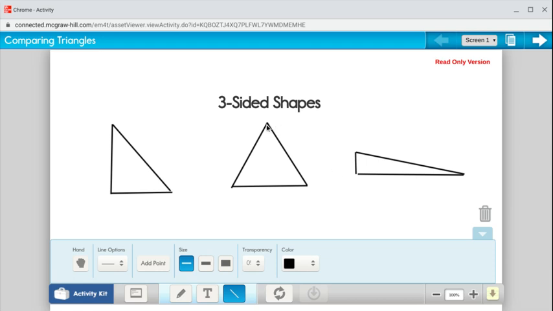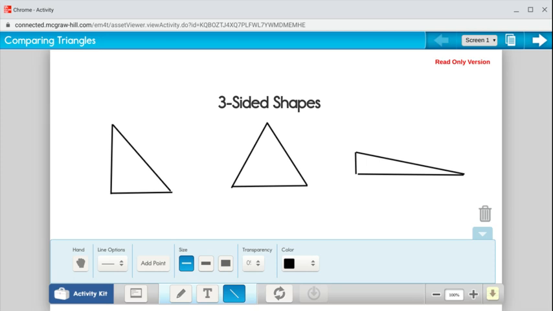I also have 3 vertices, which are the points where the sides meet. Each of these has 3 vertices. Right? And then on the inside, we have our angles, if you remember from last week. So each of these triangles has 3 angles. The reason it's called a triangle is because it has 3 angles.